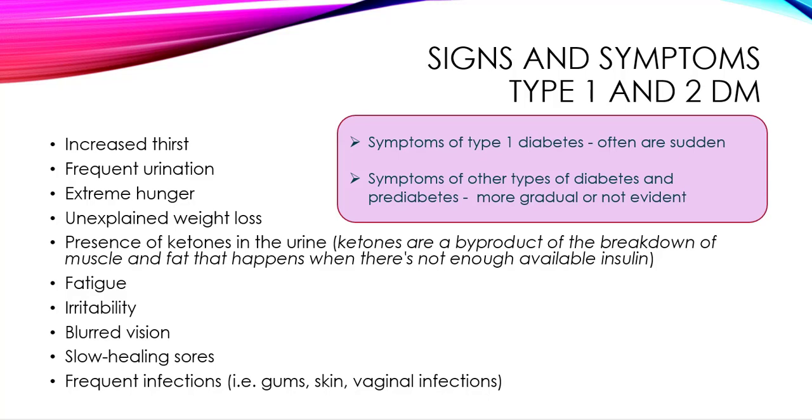So all of these terms that you see here, these signs and symptoms, are terms that you will need to know how to interpret. You'll also need to know their definition. Even though you might understand what I'm saying to you in English as you listen to this presentation, you should know how to say these terms in your language of service. So I'm going to take a moment here so that you can practice how to say these terms: increased thirst, frequent urination, extreme hunger, and unexplained weight loss.